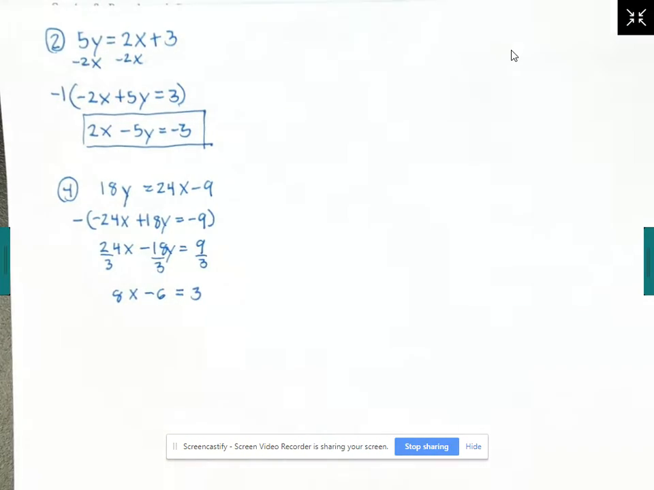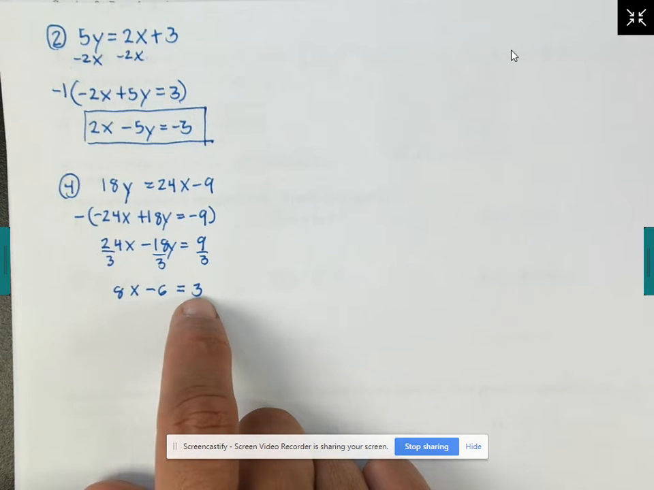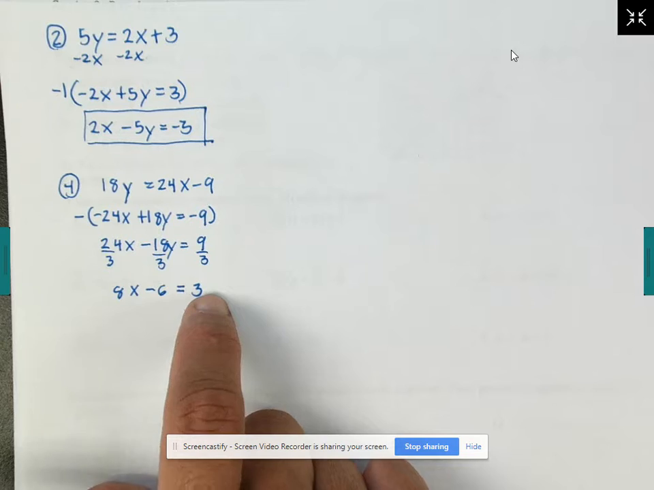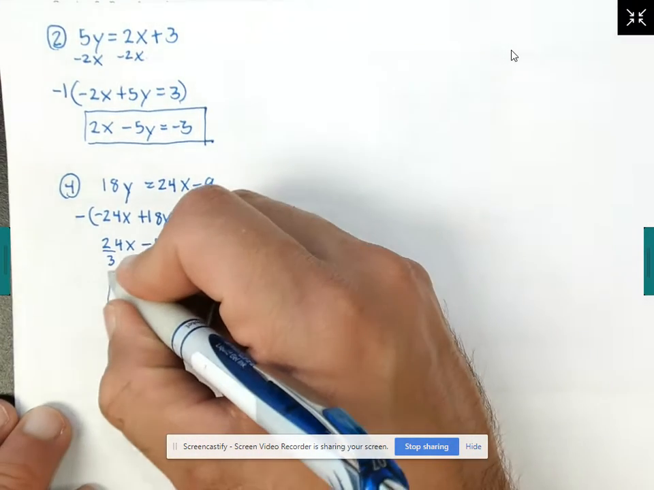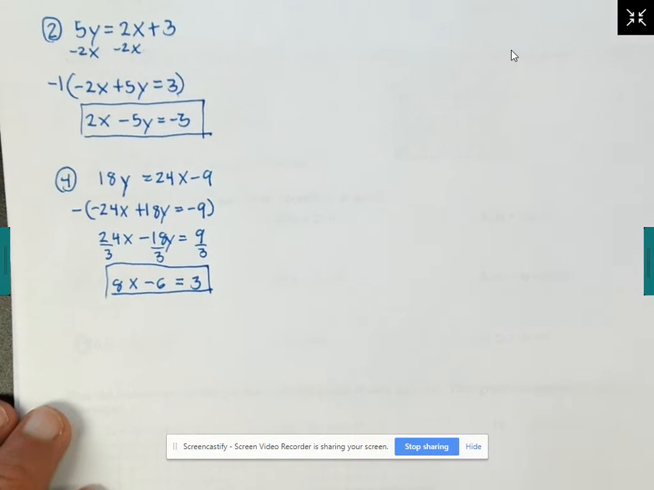So let's say at this point you're like, well, I don't know if that was the biggest number that I can divide by. Well, look at it again. Is there any number that I can divide all of these, 8, negative 6, and 3, by to reduce this, essentially? And the answer is no, I can't. So that's as low as I can go. This is the standard form. That's it. All right, let's go on to number 5.